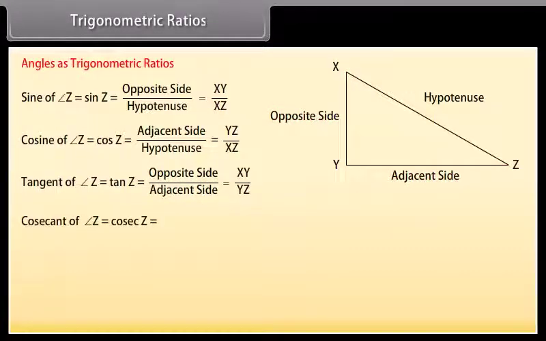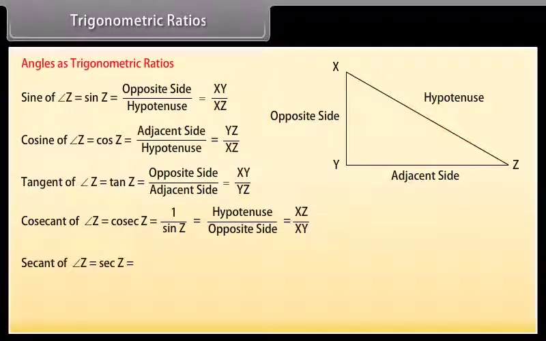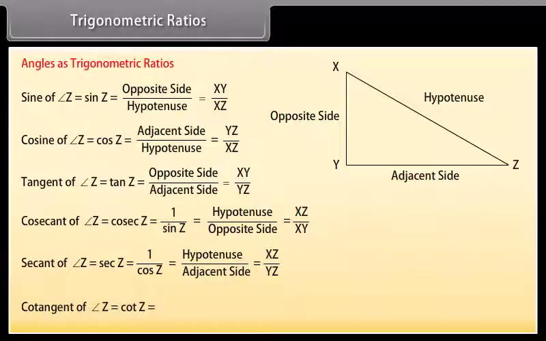Cosecant of angle Z is equal to cosec Z equals 1 upon sine Z equals hypotenuse upon opposite side. Secant of angle Z is equal to sec Z equals 1 upon cos Z equals hypotenuse upon adjacent side. Cotangent of angle Z is equal to cot Z equals 1 upon tan Z equals adjacent side upon opposite side.